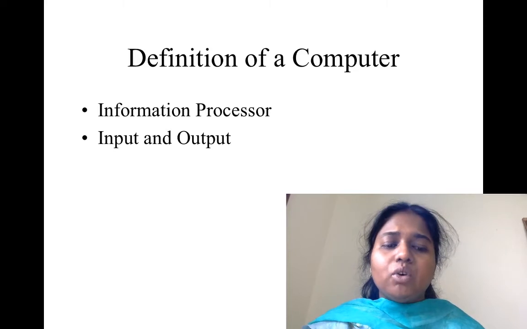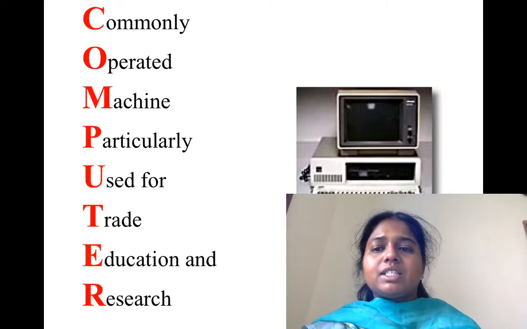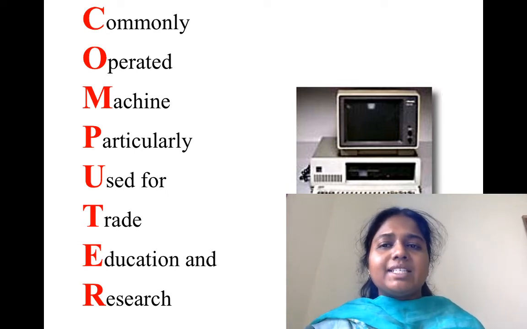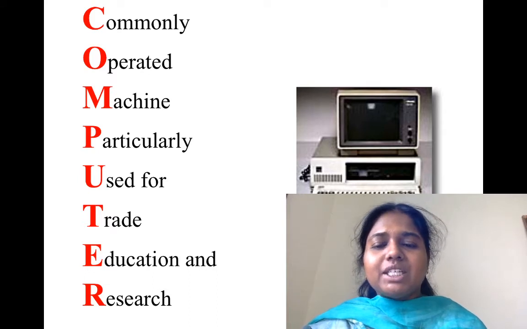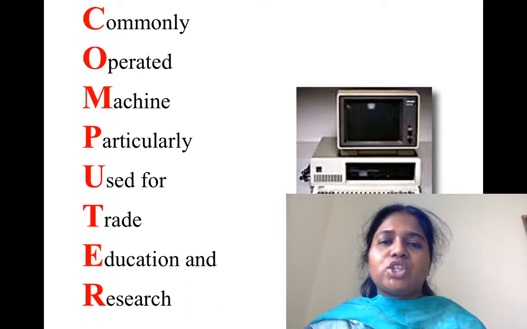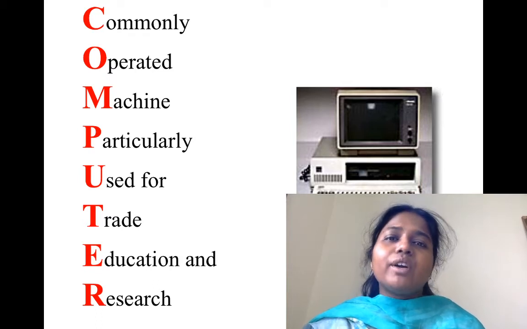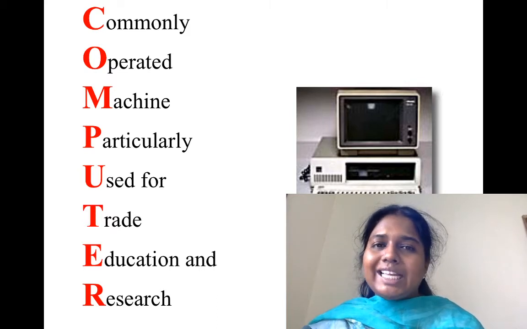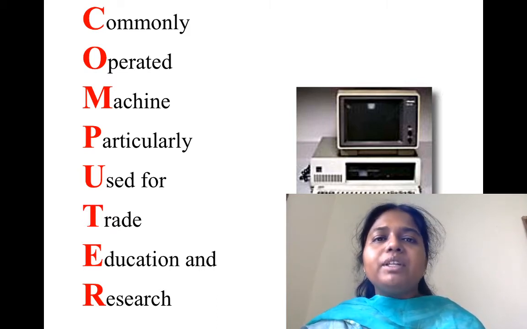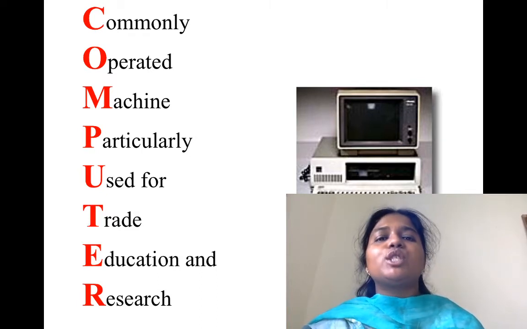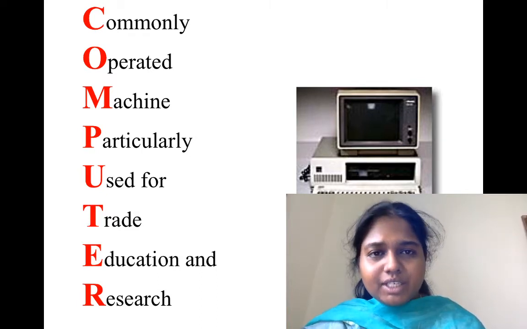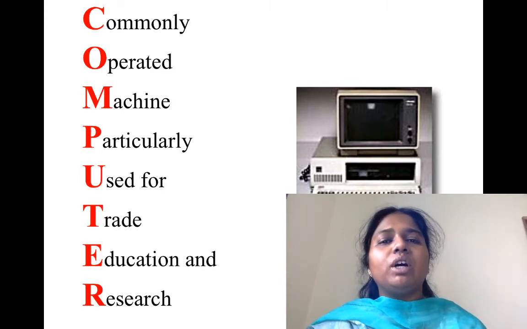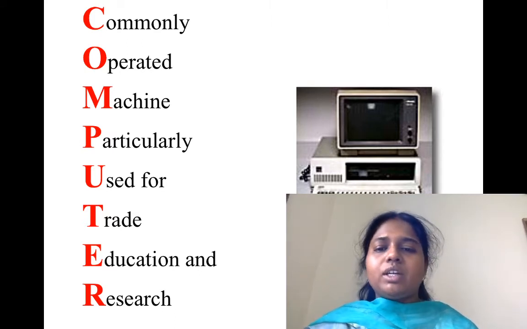And the computer that we know today is actually an acronym. They have abbreviated the word computer as commonly operated machine, particularly used for trade, education, and research. So, if you are asked to write what a computer is, you might have to think about this acronym and expand the word computer into commonly operated machine, particularly used for trade, education, and research, and it processes some data which is given as input, and it gives you a predictable output. That's what a computer is.